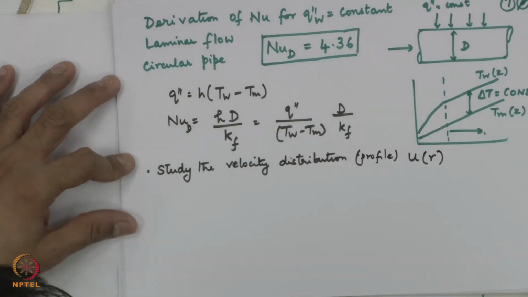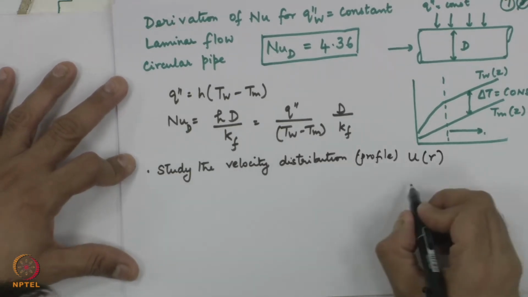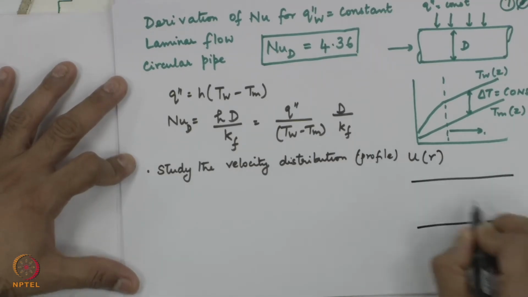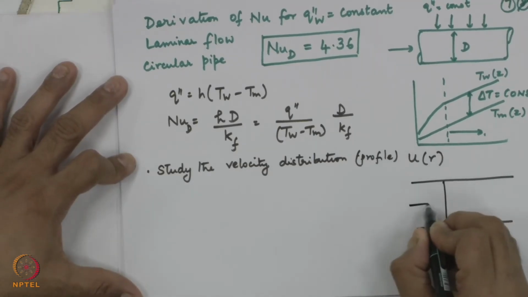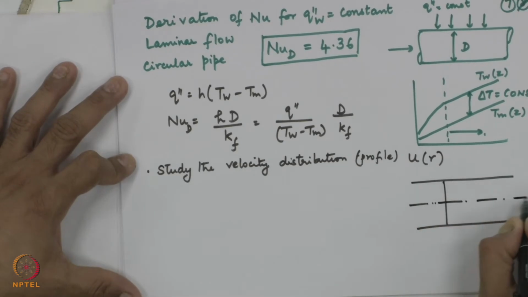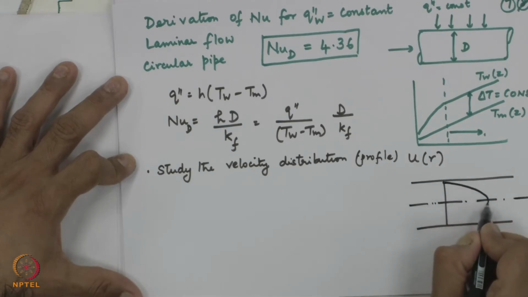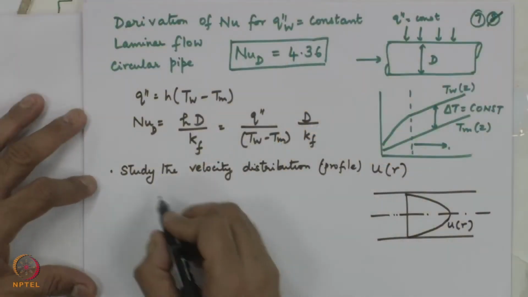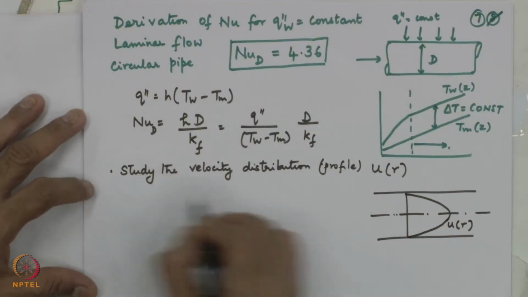u of r we need to find, and we all know what it is going to look like. A fully developed laminar velocity profile in a pipe would be a paraboloid of revolution. So, this is u of r. We are going to derive the expression for u of r.